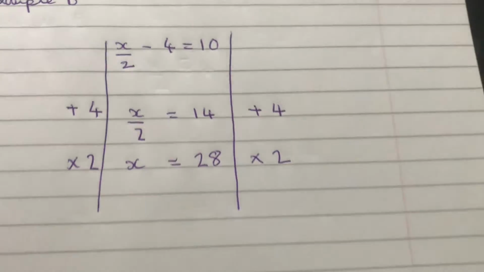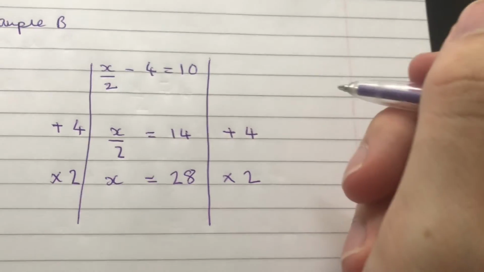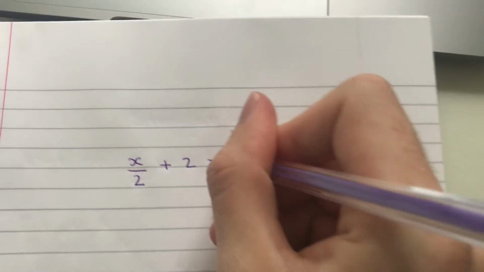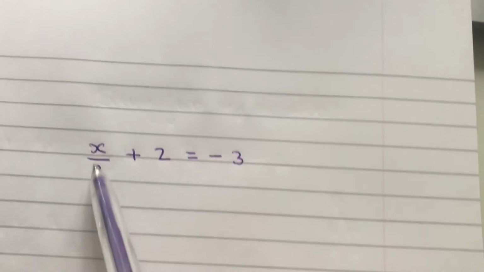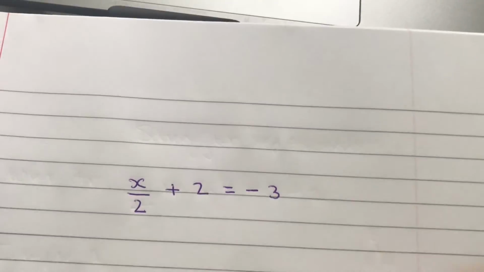Okay, so that is all you should need to know. I'll do a quick other example involving some negative numbers, just to be safe. So, next page. So we've got x over 2 plus 2 equals minus 3. So what operations are in use here? We've got division, x over 2, and we've got addition. So let's draw our funnel.